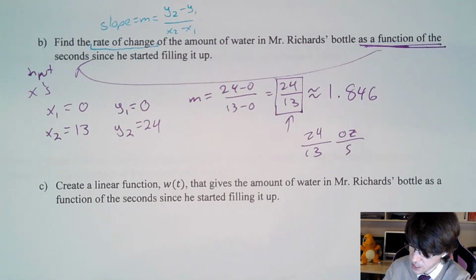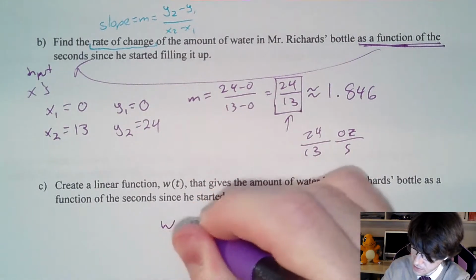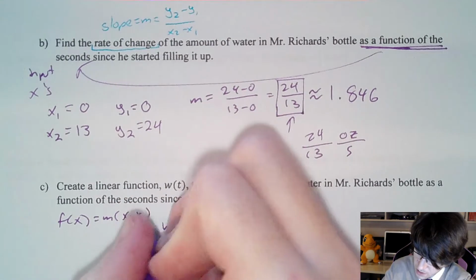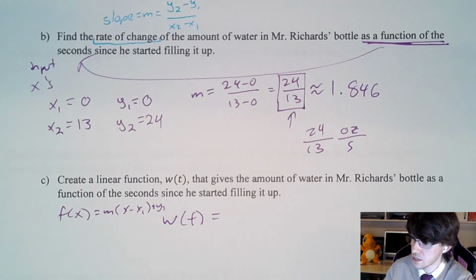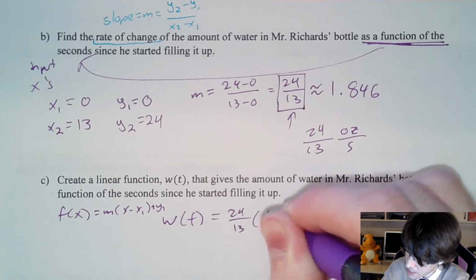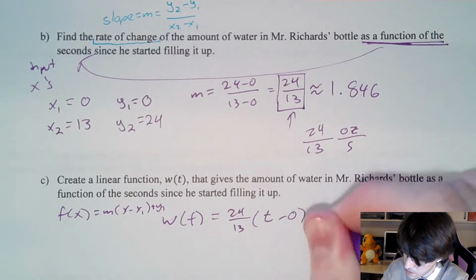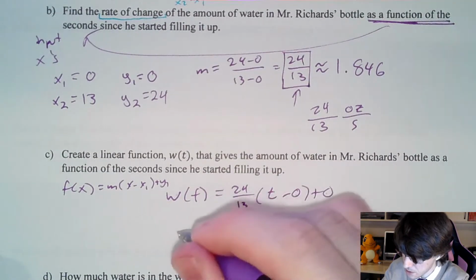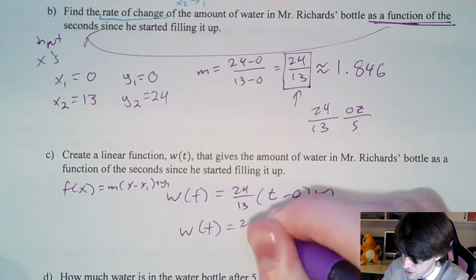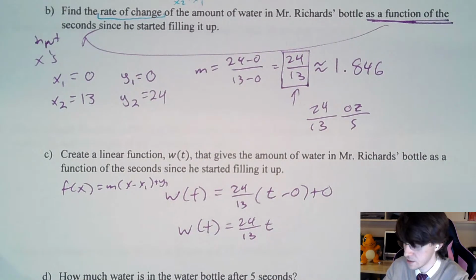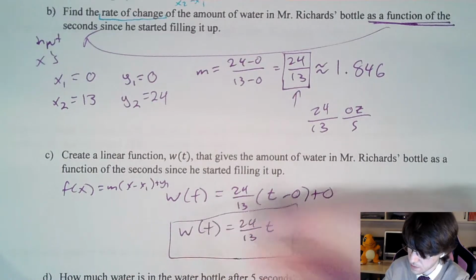All right, so write a linear function, w of t, that gives the amount of water in Mr. Water as a function of the seconds you start filling it up. So we have w of t equals, and we want to be using this equation, f of x is m times x minus x1, plus y1. That's what we want to be using. So our slope there is 24 over 13 multiplied by t, because that's our x values, minus 0 plus 0, because there's our x1 and our y1, which of course are both 0, so they almost don't even need to be written. Much better to just write it like this. And again, if you used 1.8 or 1.846, full credit, there's our equation.